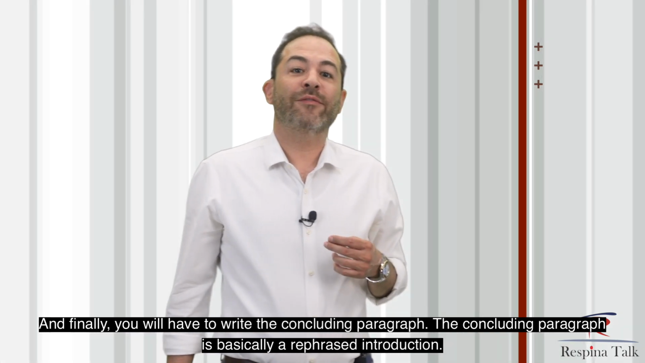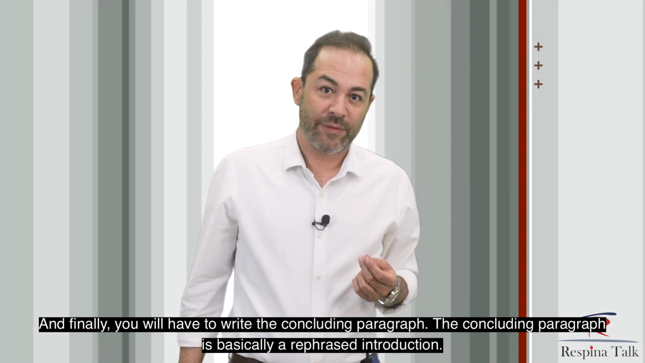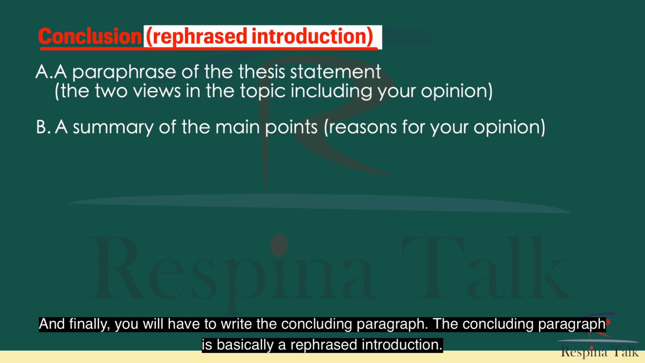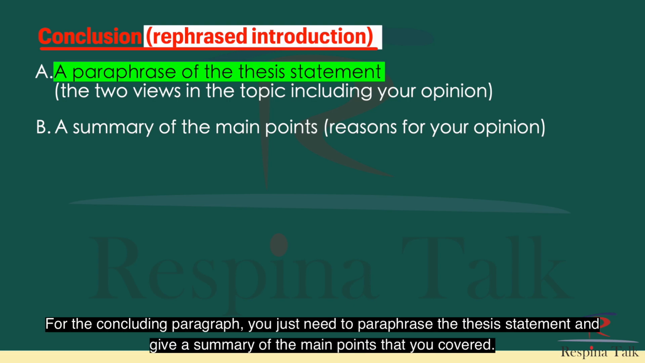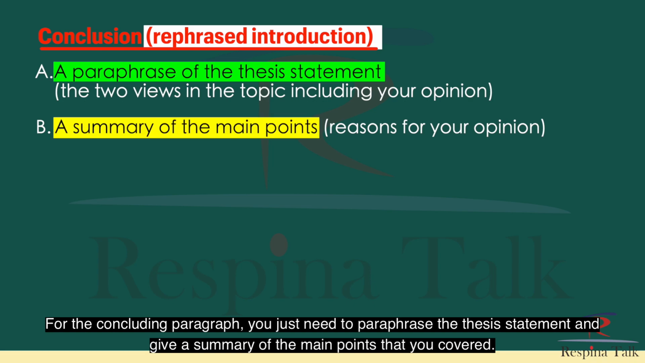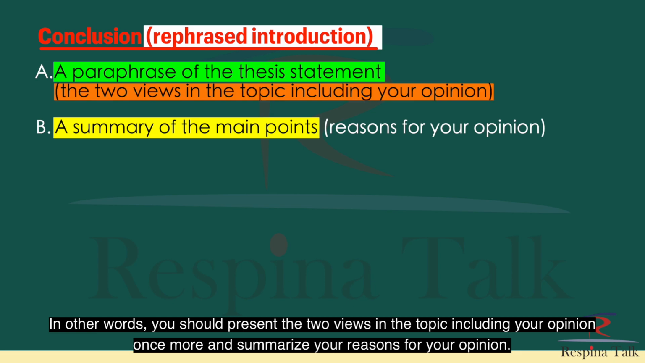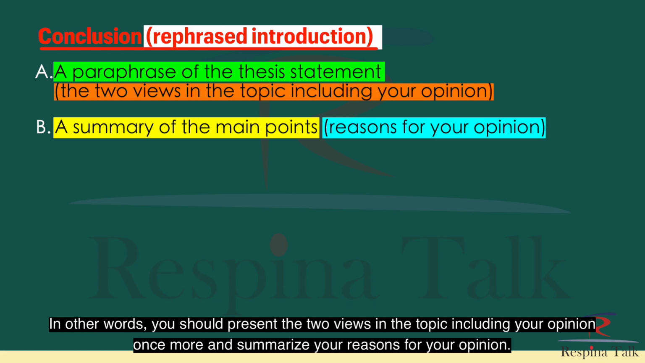And finally, you will have to write the concluding paragraph. The concluding paragraph is basically a rephrased introduction. For the concluding paragraph, you just need to paraphrase the thesis statement and give a summary of the main points that you covered. In other words, you should present the two views in the topic, including your own opinion once more, and summarize your reasons for your opinion.